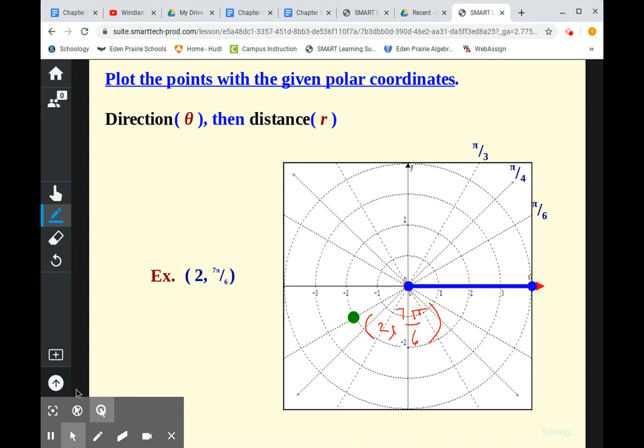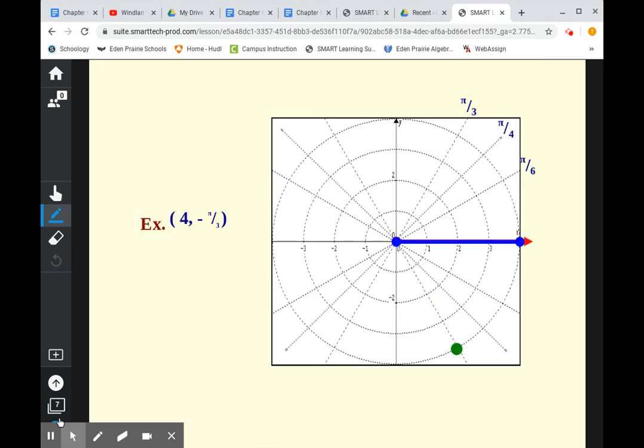Okay, next example. (4, -π/3). Again, the point is already marked. Let's see how we get there. Negative π/3, remember to go clockwise. So 1 π/6, 2 π/6 gets us here. That angle gets us there. Negative 2π/6 simplifies to negative π/3. And then I go out a radius of 4. 1, 2, 3, 4. And that's how we get to that point.